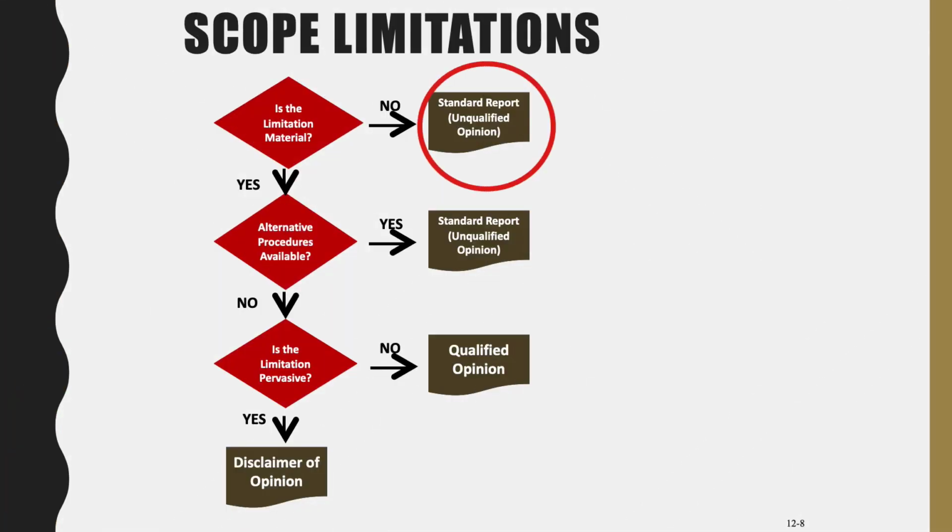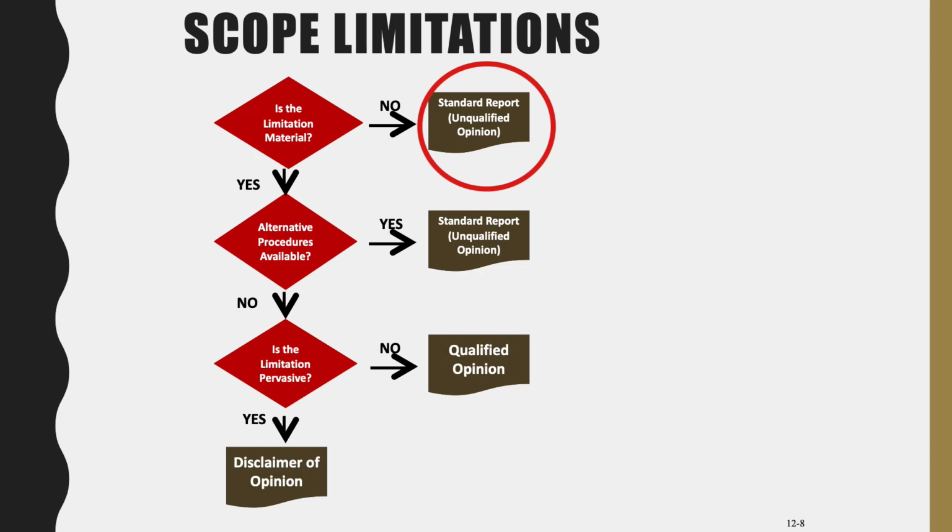A scope limitation can have a significant impact on the audit and may result in a qualified opinion or, in severe cases, a disclaimer of opinion. When auditors encounter a scope limitation, the process of determining the type of report to issue involves careful evaluation of the limitation's nature, extent, and impact on the audit.